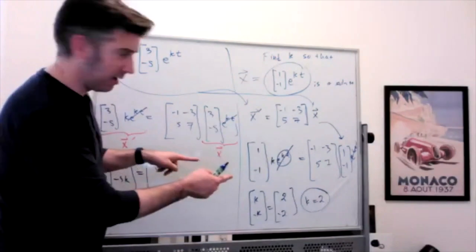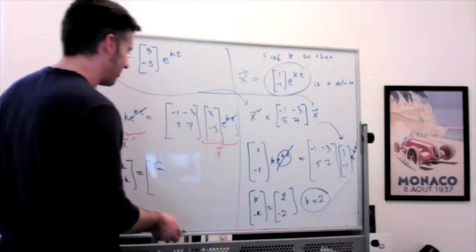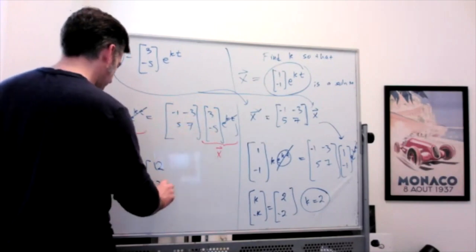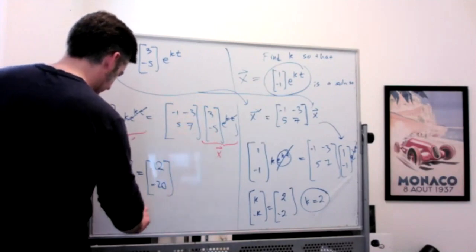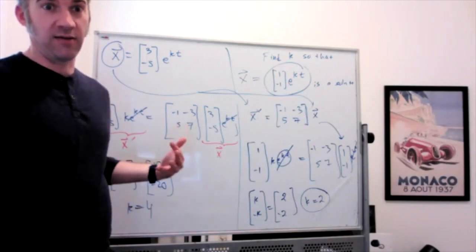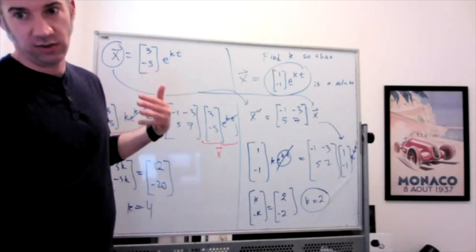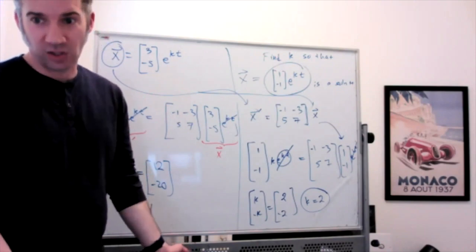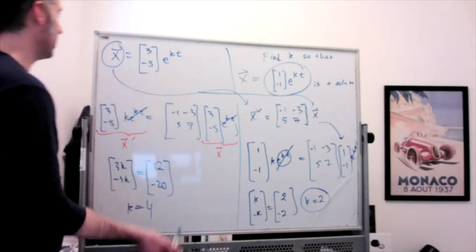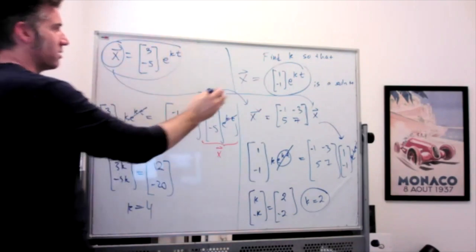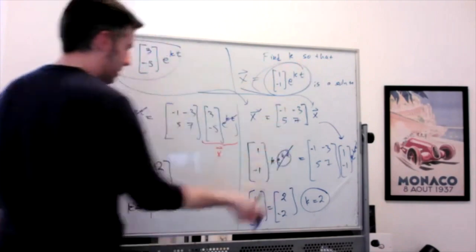Let me check before I bet my life. Negative 3 plus 15, and then 15 minus 35 is negative 20. So k has to equal 4, which would have been the eigenvalue we would have found, and then found this eigenvector associated to it. And then, so here's what we have. We have the solution. Here's one of the pieces. Here's the other piece. So we add them together.